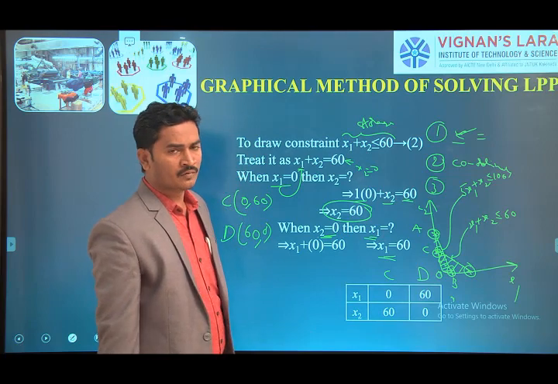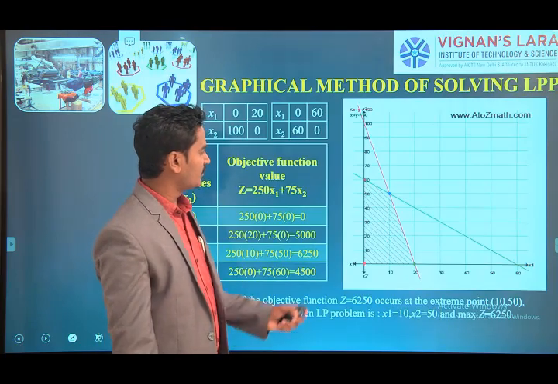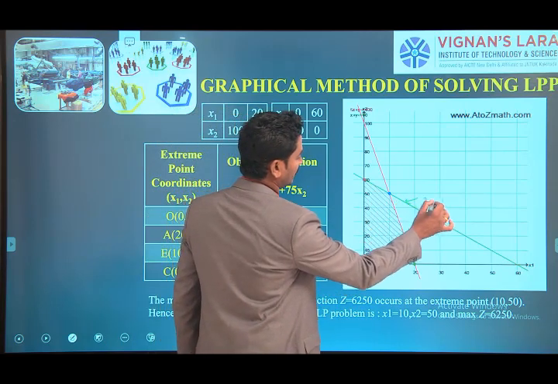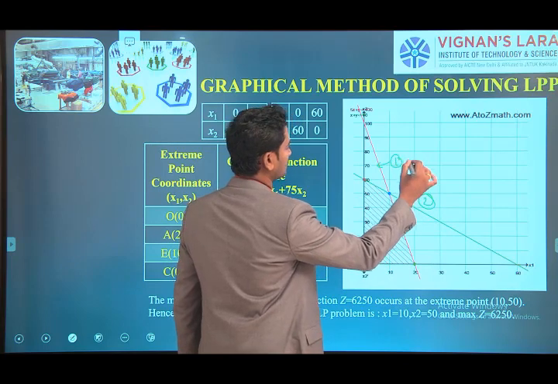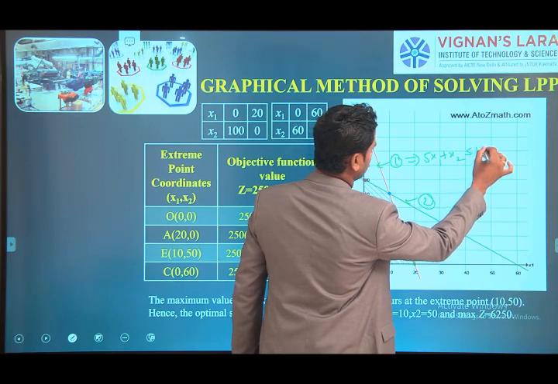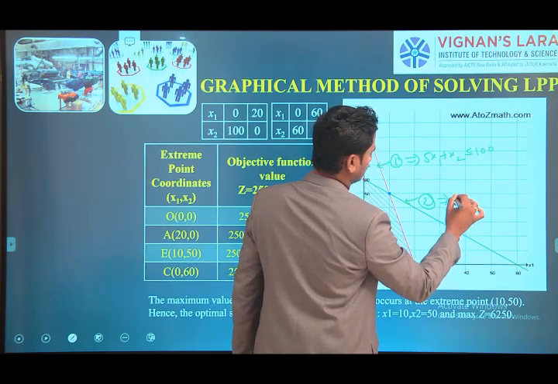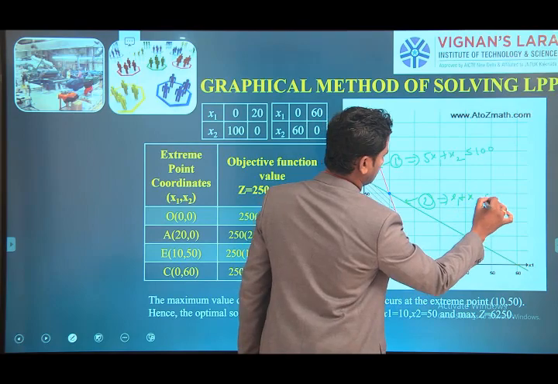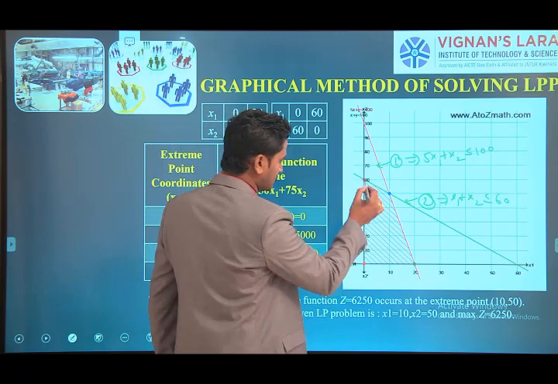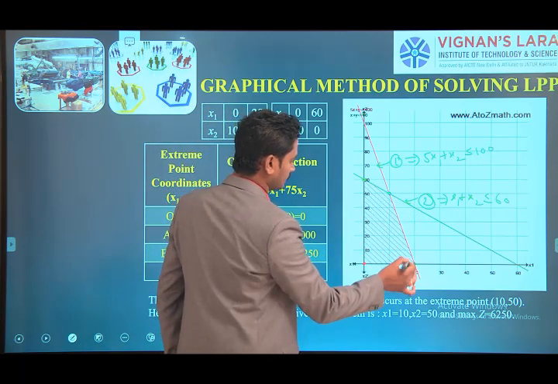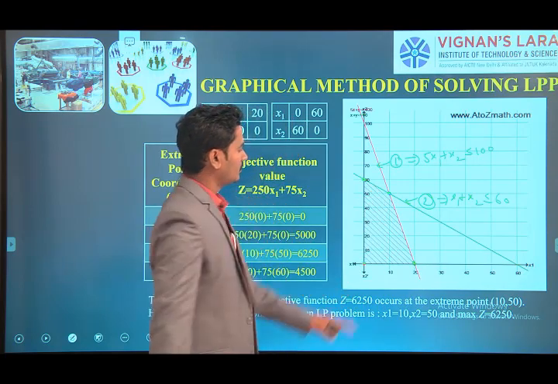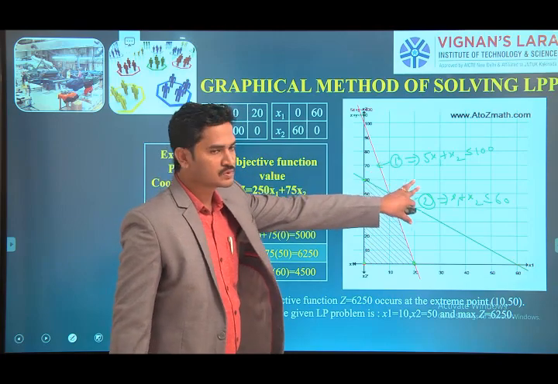Here now we are going to find the feasible region from this graph. This is for the second equation. This is for the first equation. What is the first equation? 5x1 plus x2 less than or equal to 100. Here x1 plus x2 less than or equal to 60. Okay. Here from this we find the feasible region. This is the feasible region. This feasible region is obtained from these two constraints.